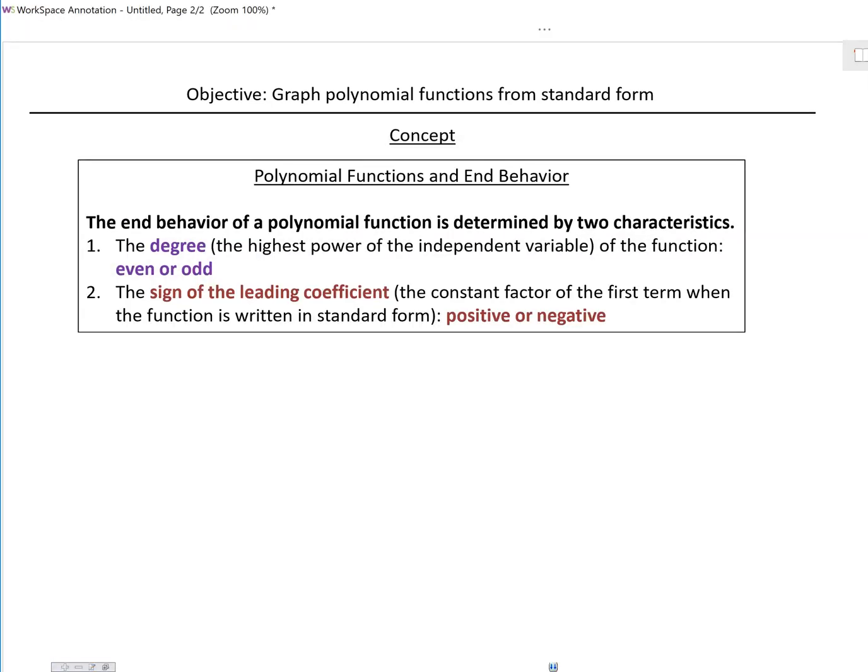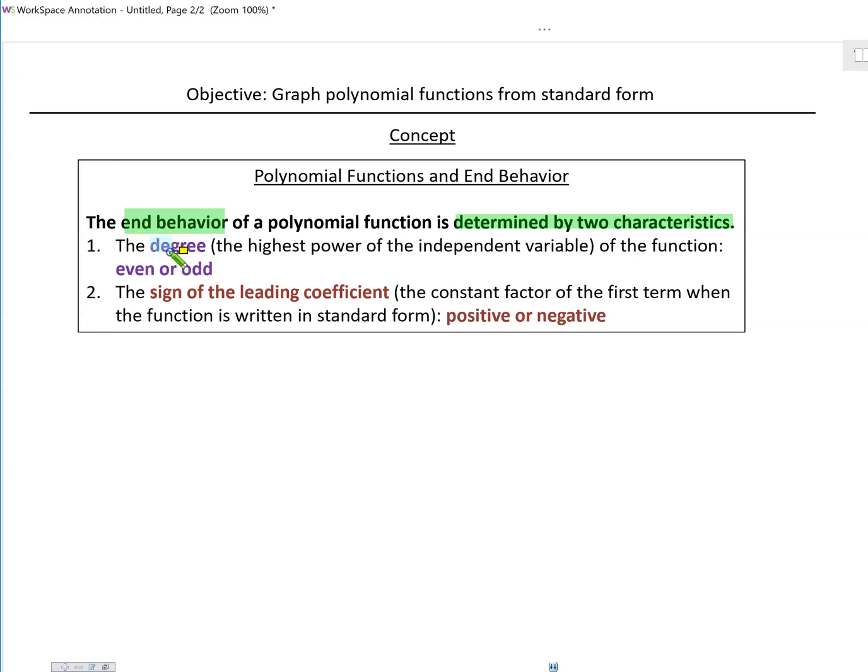We know that the end behavior of a polynomial function is determined by 2 characteristics that both come from its first term in standard form. And that term we had to calculate in the previous lesson because we had the factored form. But given standard form, we don't have to do that. We just need to know how to interpret it for our information.